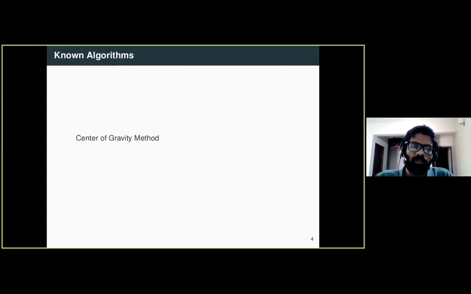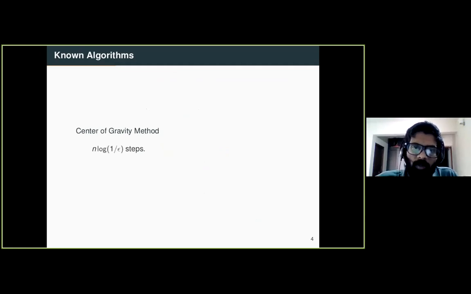So there are 2 famous algorithms for solving this task. One is the center of gravity method that does some kind of binary search, and it finds an epsilon optimal point in order n log 1 over epsilon steps. So it depends on the dimension here. If you have a really large dimension, the complexity of this is going to scale up.